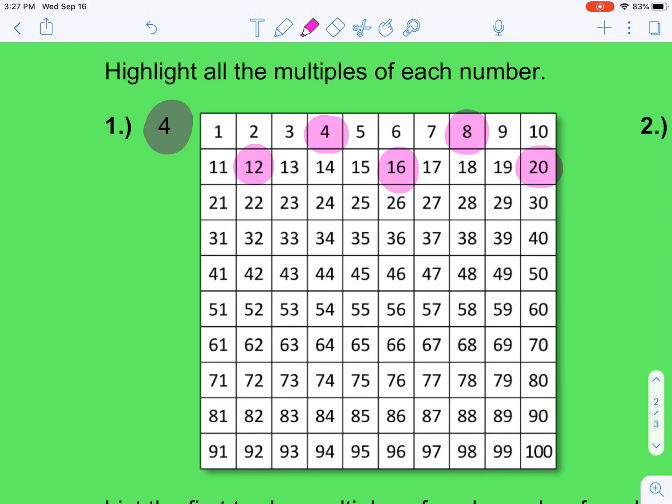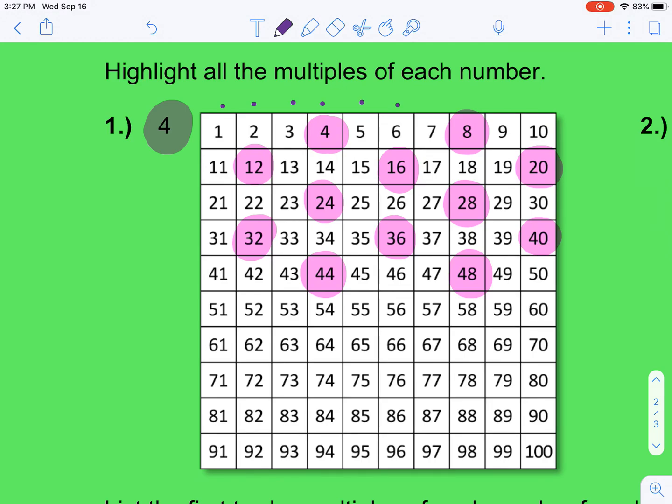So 4 times 5 is 20, so 4 times 6 is 24, 4 times 7 is 28, 4 times 8 is 32, 4 times 9 is 36, 4 times 10 is 40, 4 times 11, 44, 4 times 12, 48, and now if you notice, there's a pattern going on as we are highlighting these numbers. I see that every fourth number I'm highlighting.